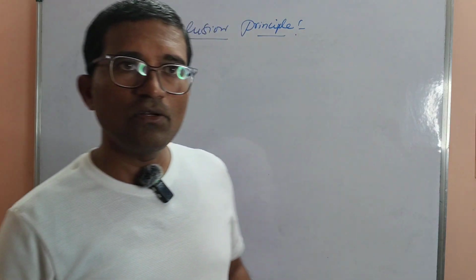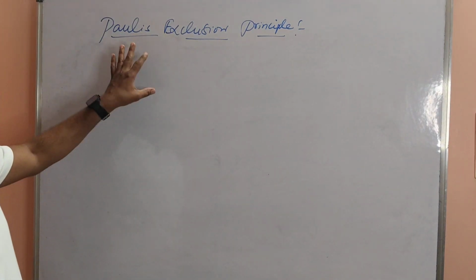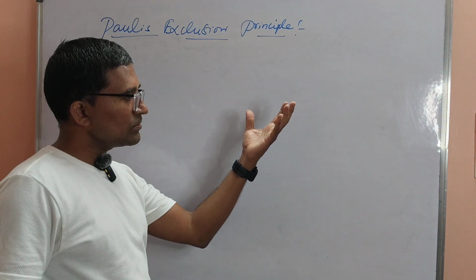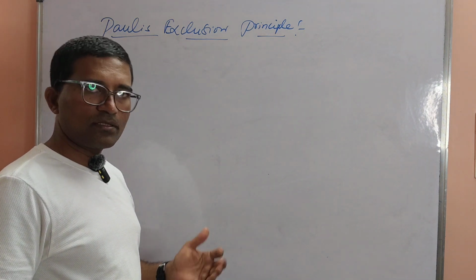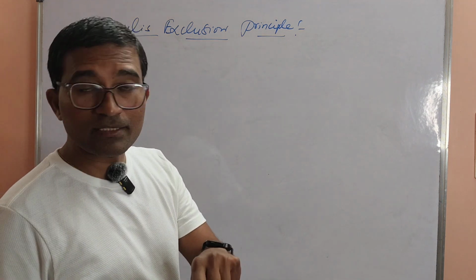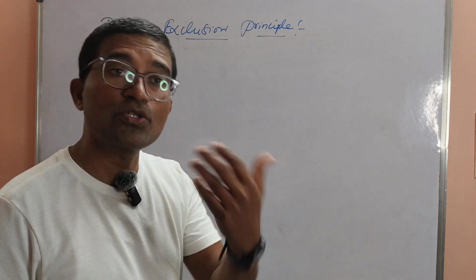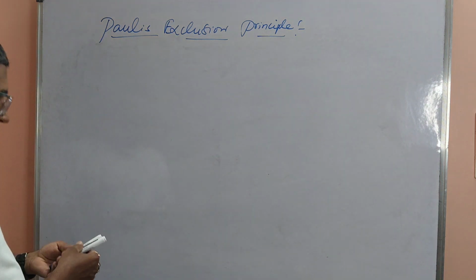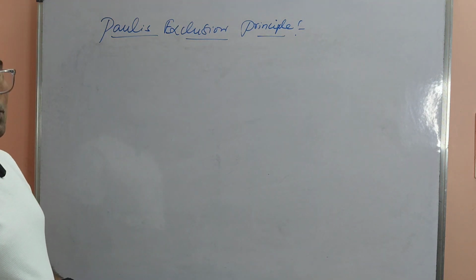Now in this class, we'll be discussing Pauli's exclusion principle. Based upon the values which we are going to get in this principle, we can tell what element it is, which group it comes under, and which period also. Now, what is Pauli's exclusion principle?